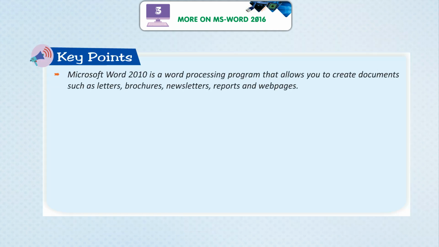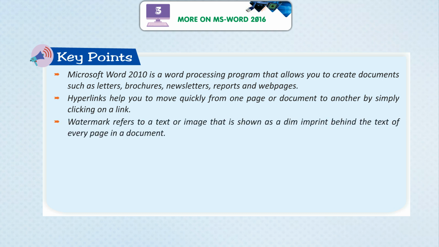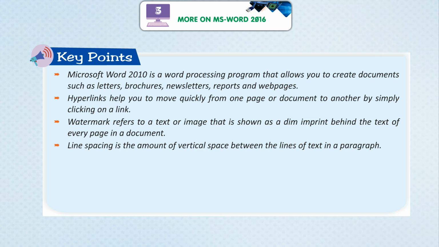Key points. Microsoft Word 2010 is a word processing program that allows you to create documents such as letters, brochures, newsletters, reports and web pages. Hyperlinks help you to move quickly from one page or document to another by simply clicking on a link. Watermark refers to a text or image that is shown as a dim imprint behind the text of every page in a document. Line spacing is the amount of vertical space between the lines of text in a paragraph.